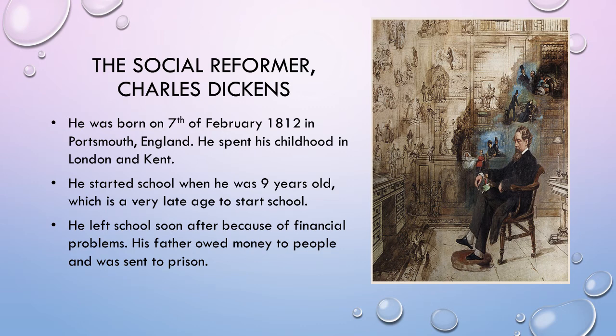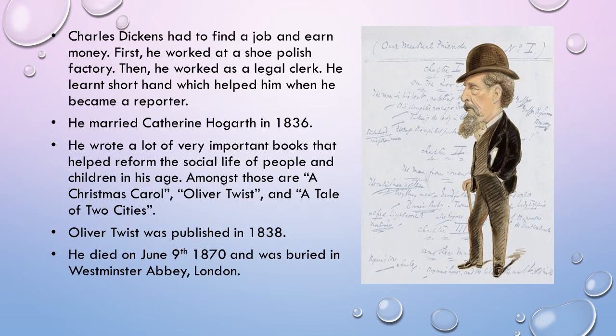So Charles had to take care of his family, had to go find work and pay the debts of his father. So he had to find a job and earn money. First, he worked at a shoe polish factory. Then he worked as a legal clerk, and he learned shorthand, which helped him when he became a reporter. Shorthand is a type of writing. So he learned that, and it helped him when he became a reporter later in his career.